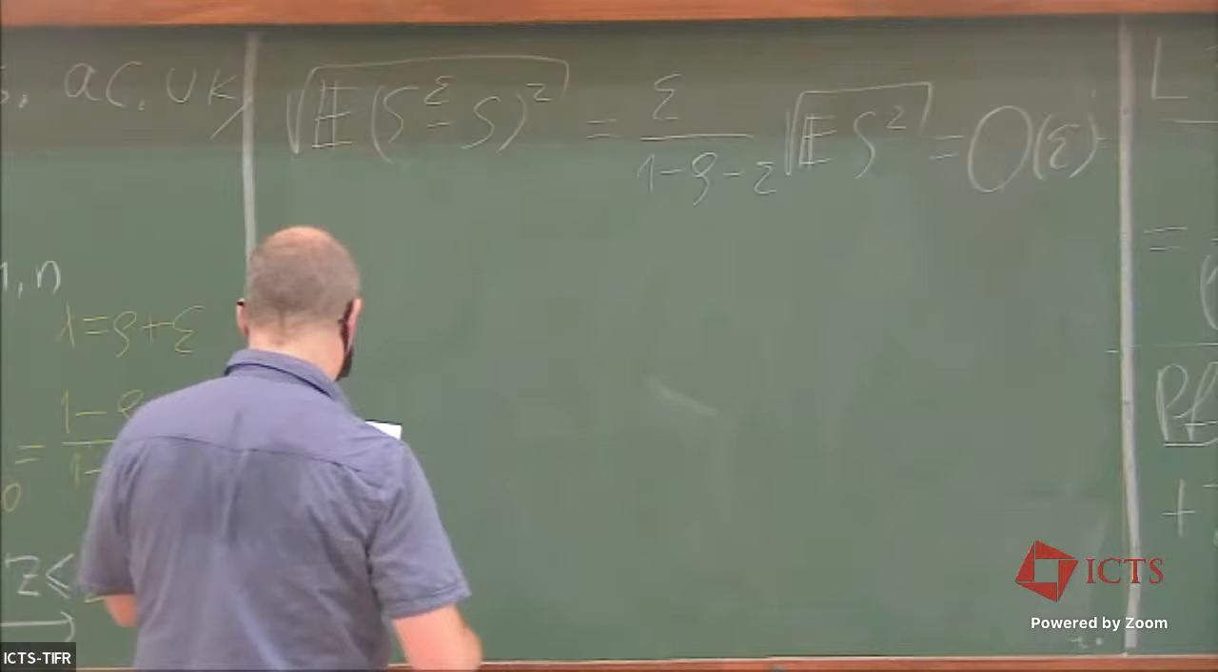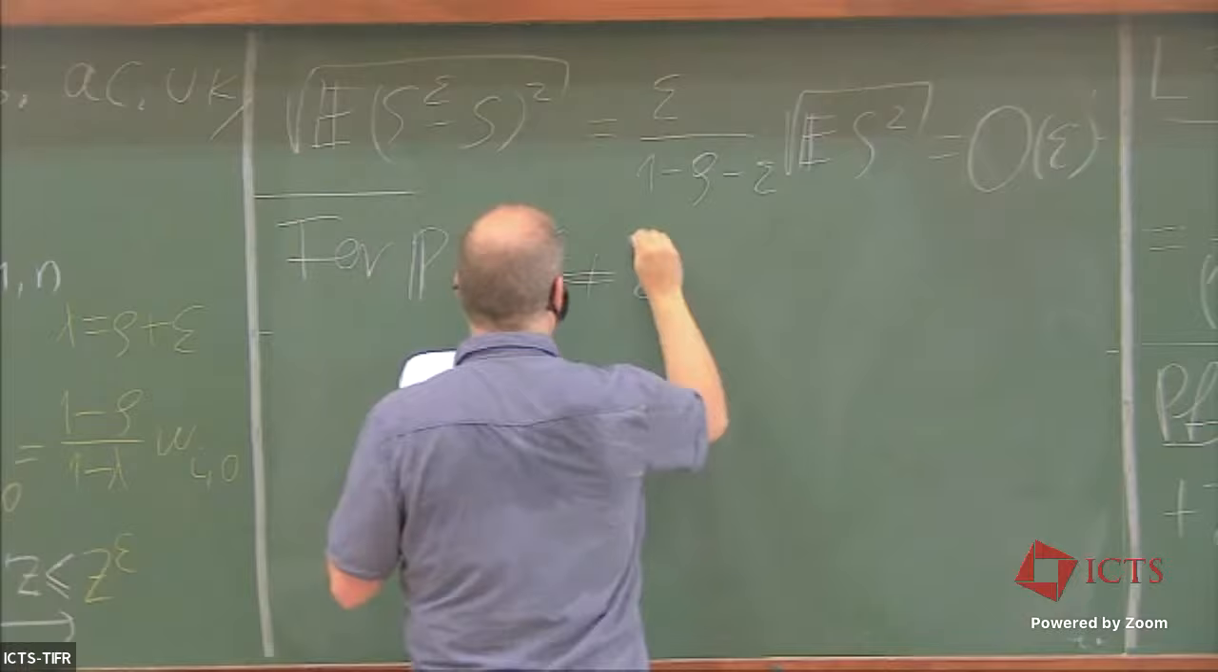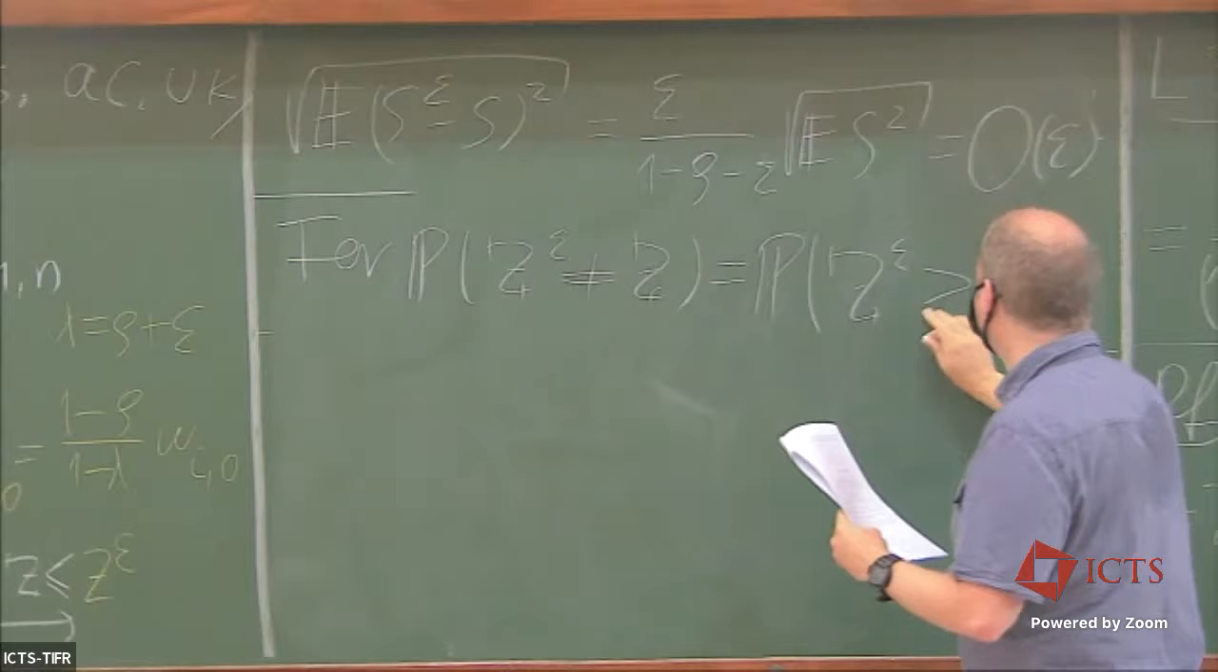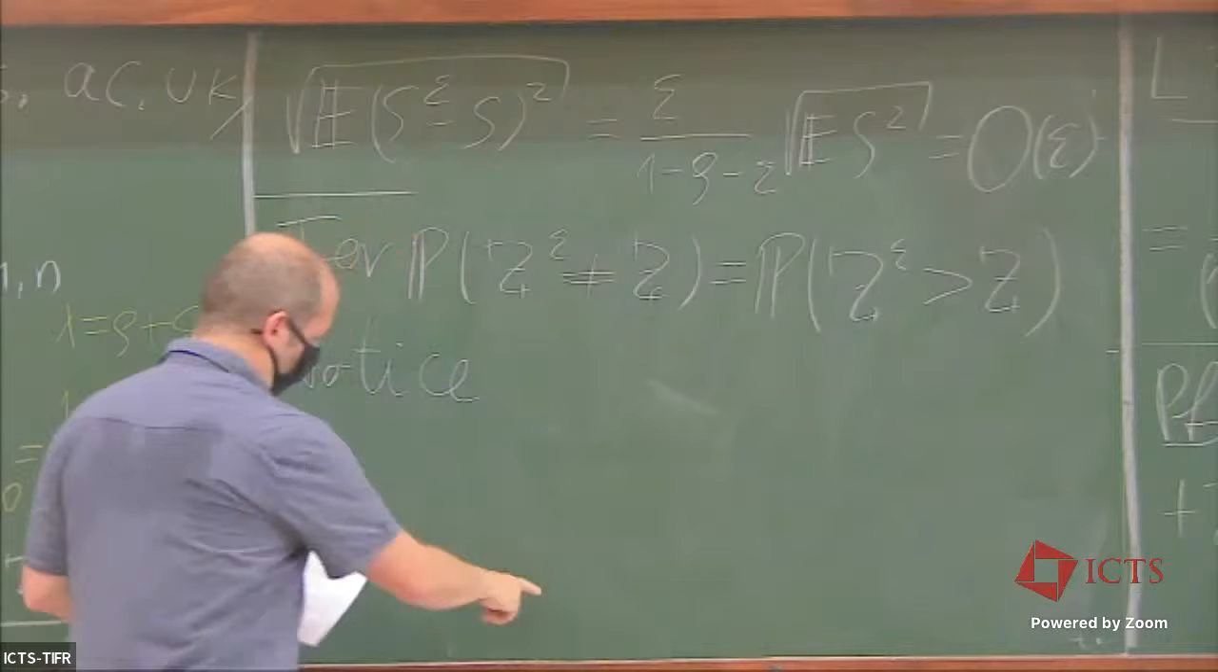So first notice, for the probability that Z^ε is not Z, again, notice that Z^ε cannot be smaller than Z. So it's the same as saying it's strictly bigger. It can never be smaller. So for this one, we need to work a little bit. First notice that the exit point, I'll just erase that, the exit point is the unique maximizer of the longest path.